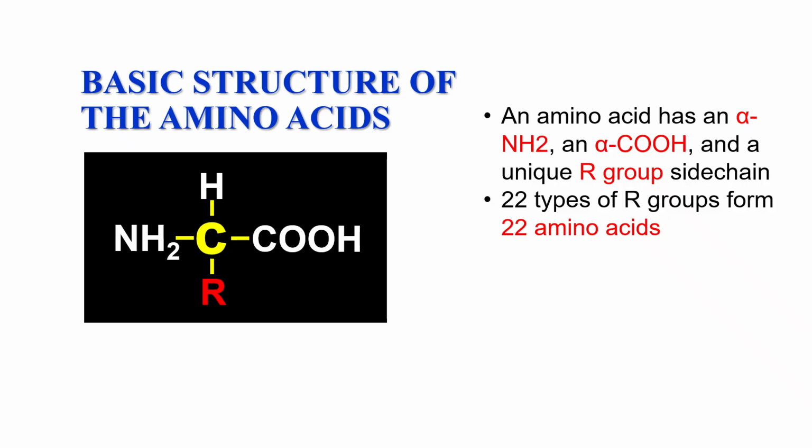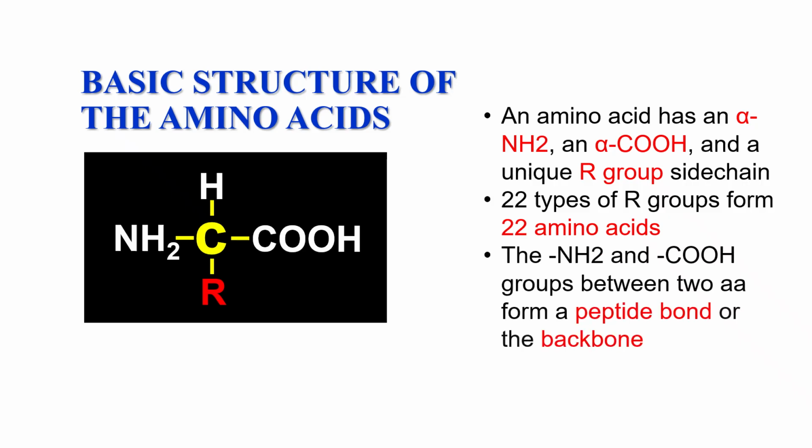These are also called proteinogenic amino acids because they are used in making protein or in protein synthesis. The amino group and carboxylic groups are important in connecting amino acids through a bond called peptide bond. Therefore, the peptide bond is the backbone of the protein or the primary structure.